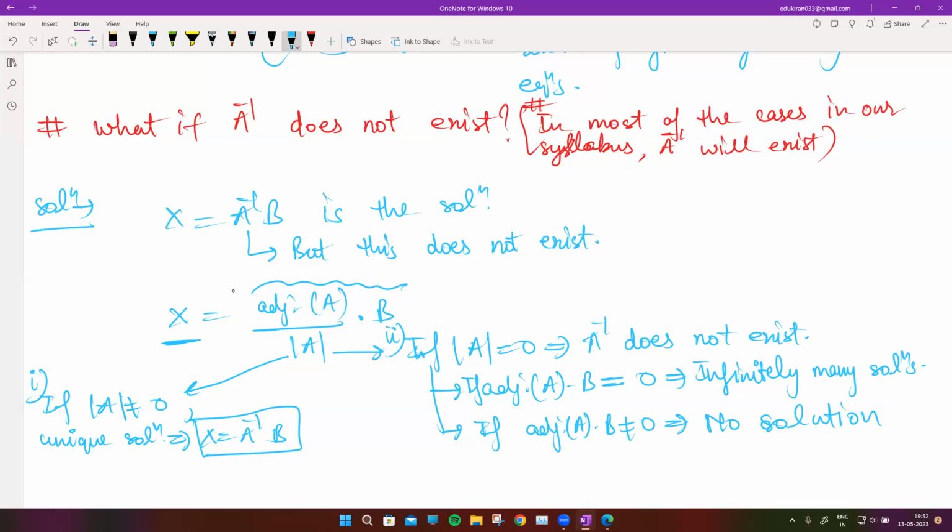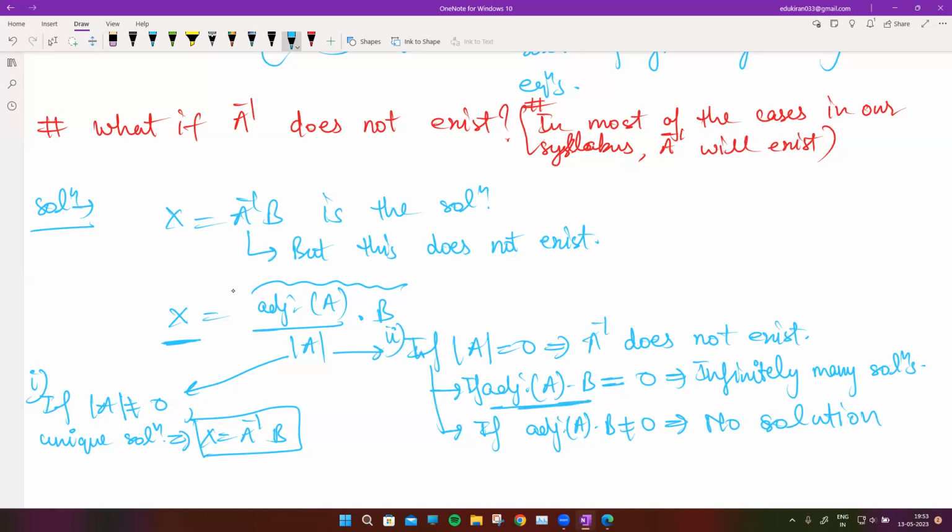Right? So if determinant of A is not equal to 0, then this will be the easiest case. I mean, not easiest, actually. It will be the most calculative case, because you have to find out the whole solution. You'll have to find out the A inverse, and you'll have to find out the whole solution. But if determinant of A is 0, then you will go for this part, adjoint of A into B.